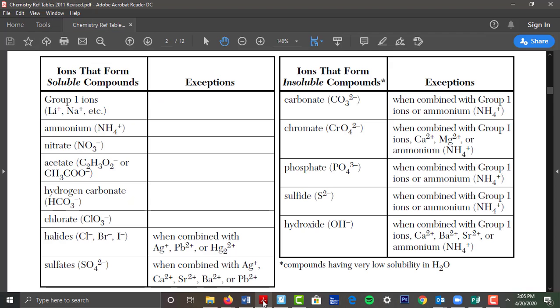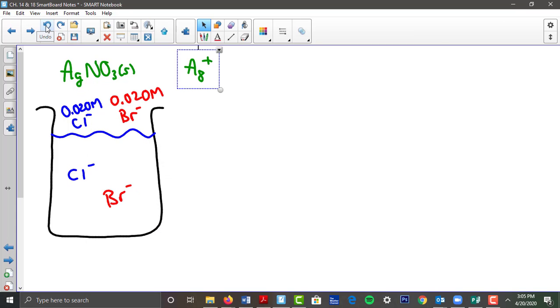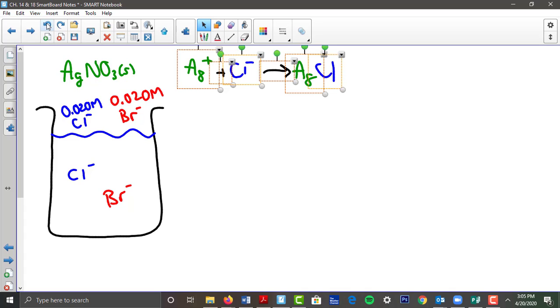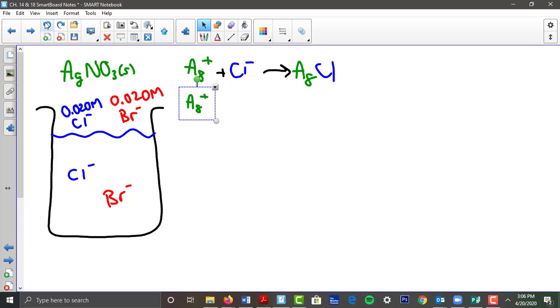If we were to do this, which one of these two ions would form a precipitate first? Now, if we take a look at our solubility rules, both chloride ions and bromide ions are insoluble when they combine with silver, but one has to be more soluble than the other. So each of these ions has the potential to combine with the silver ions that I'm adding to the solution. But which one does it first? Well, the silver and the chloride would produce silver chloride, and the silver and the bromide would produce silver bromide.